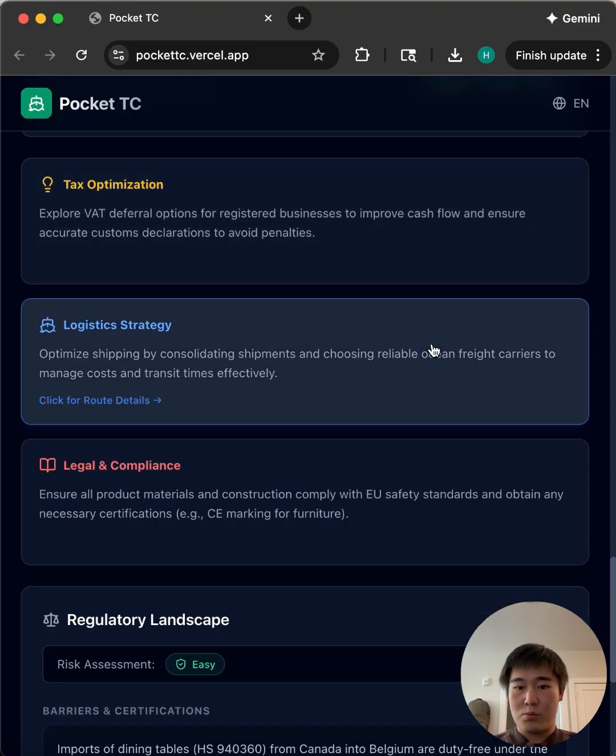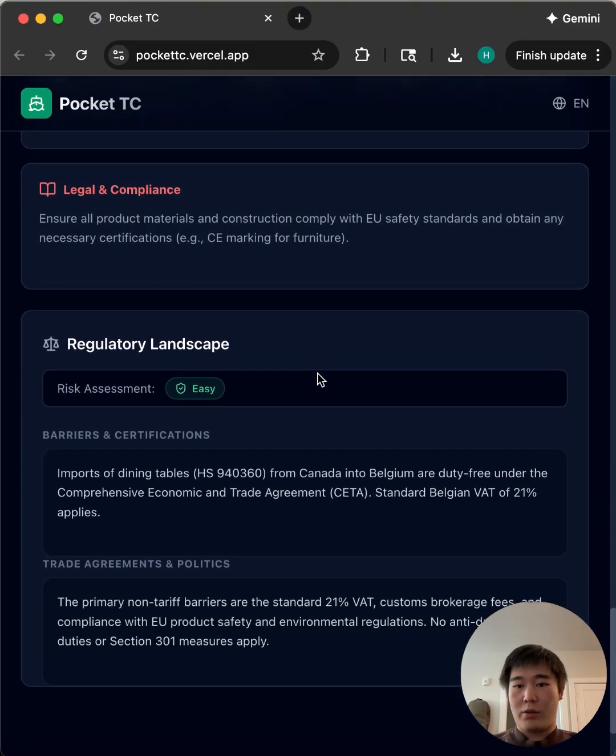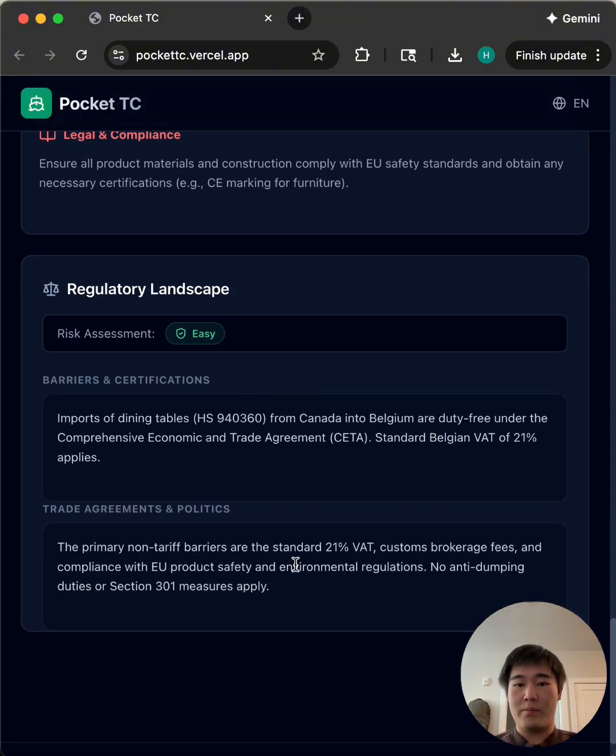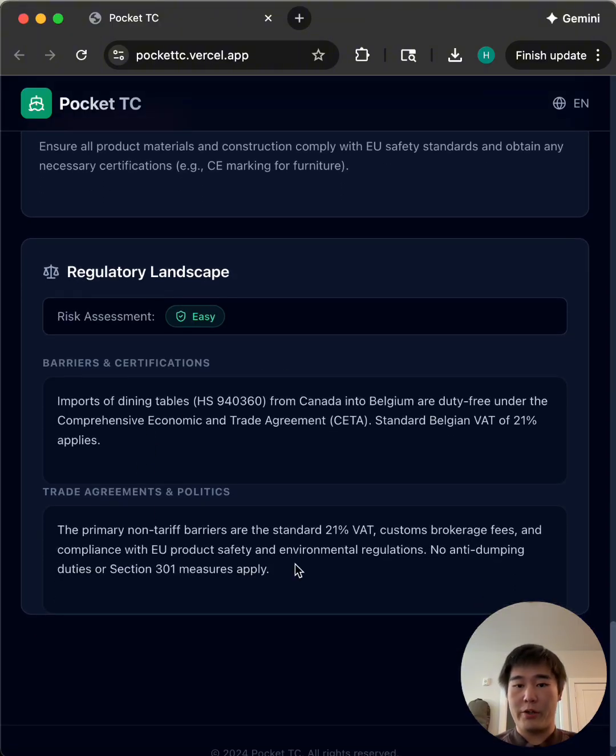Let's see what else we have. We have the regulatory landscape. So how easy is the market for us to sell the product in, right? Is that something I can sell there easily, or might I face some problems there if I'm selling them? So these will give you some basic information on the trade barriers.